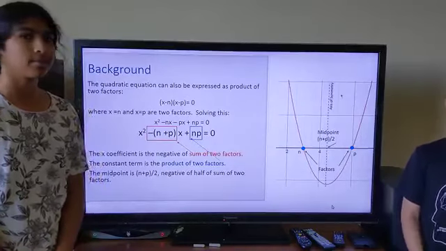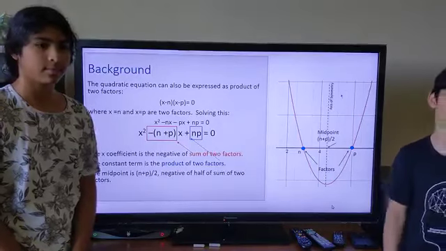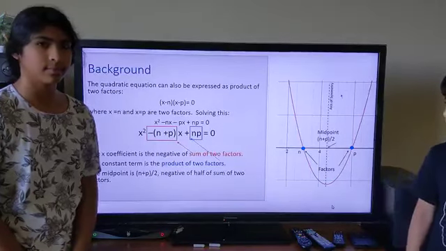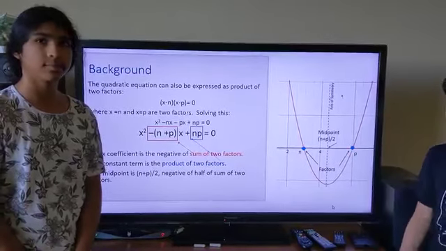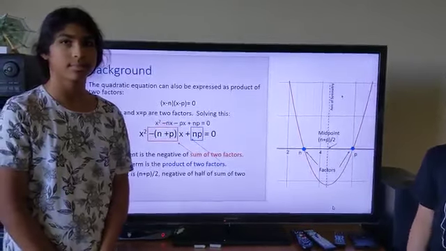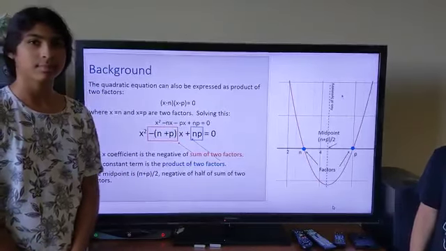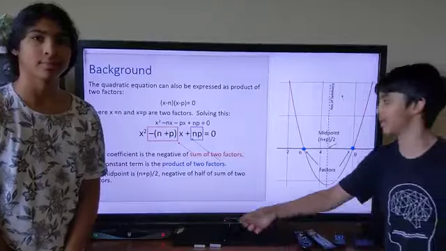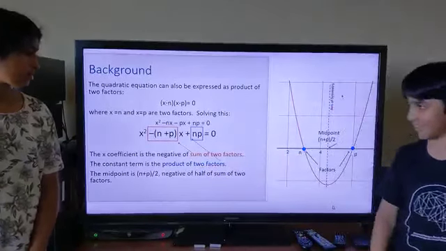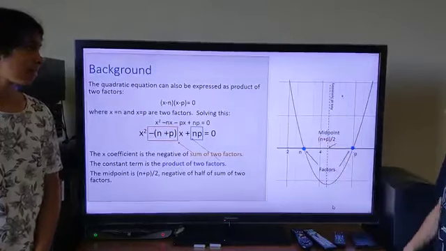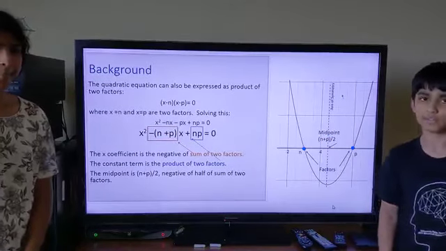So here's the background. The quadratic equation can be expressed as a product of two factors. X minus n times x minus p is equal to 0, where p and n are the two factors. Solving this and simplifying, you get x squared minus (n plus p) times x plus np is equal to 0, where n plus p is the sum of the two factors and np is the product of the two factors. The midpoint is (n plus p) divided by 2, which is half of the sum of the two factors.